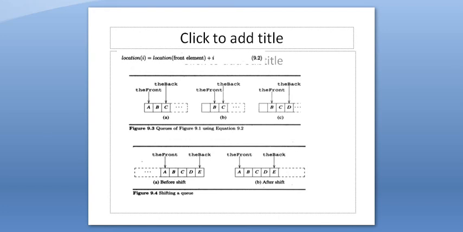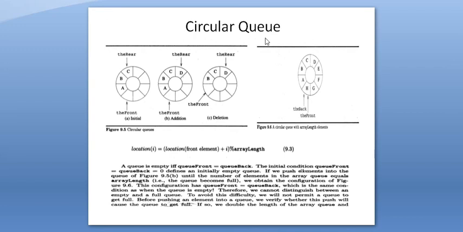Now we will talk about the circular queue. Okay, so this is your circular queue representation. What you have here are the parameters, the rear and the front, and this is for the case wherein the front will always be in a position 1 counterclockwise to the front element.